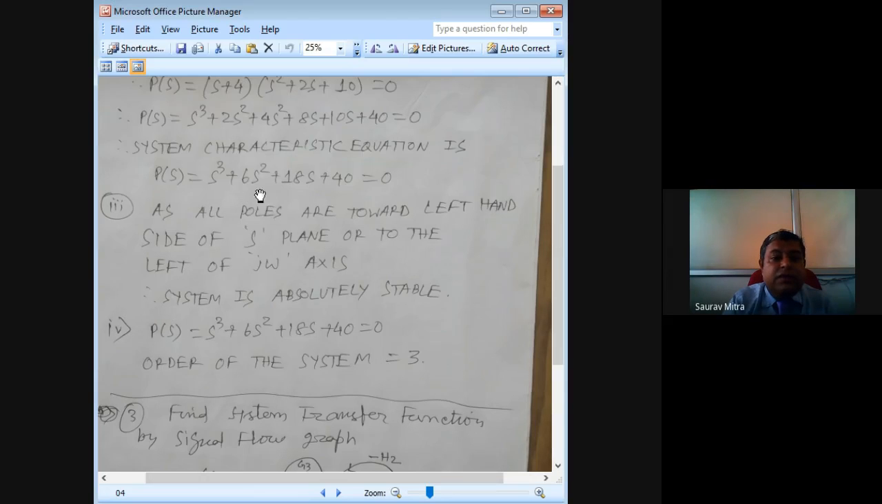Okay, so already we have found the characteristic equation s cube plus 6s square plus 18s plus 40 is equal to 0, and as this is s cube, we find the order of the system is equal to 3. We also have something called type and order of the system, the document I have shared with you, but some discussion is required regarding that. We will do it. So this was the second numerical.